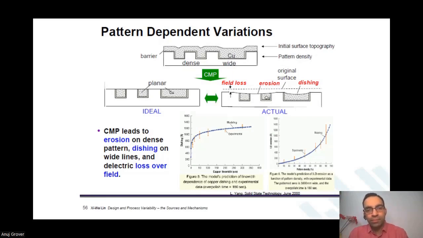Sir, if the wires are placed denser to each other, then the chemomechanical process cannot polish out, the dishing cannot happen for the densely placed wires. So those wires will have lesser resistance. So what does dishing mean, sir?